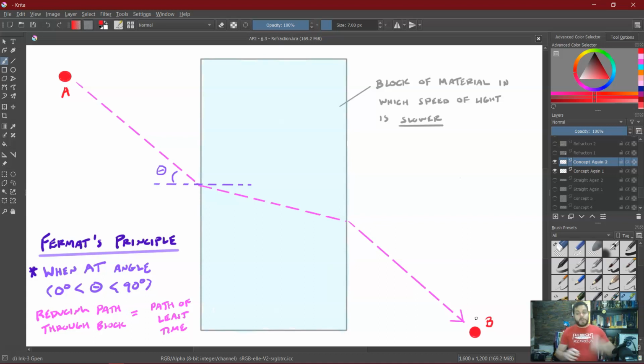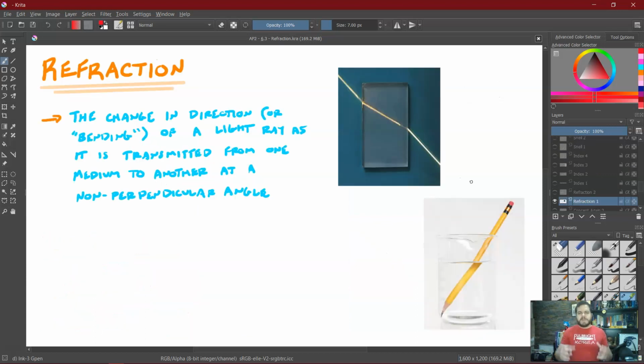Now, once again, remember that although this is the path that takes the least amount of time, the light can't physically understand how it does this. It doesn't have a brain, and we will learn more about why it does this, particularly when we get more to waves. Right now, let's just focus on the phenomenon we're observing itself. So this was an example of the phenomenon known as refraction. Refraction is the change in direction or bending of a light ray as it's transmitted from one medium to another. So for instance, when this light ray comes in, it comes in at an angle.